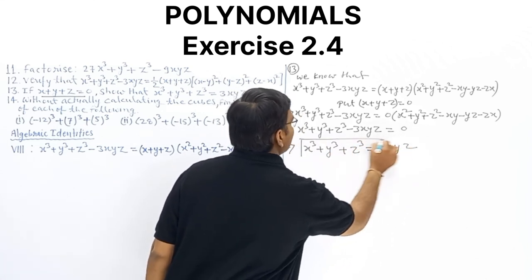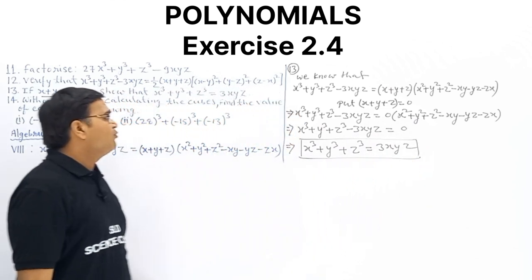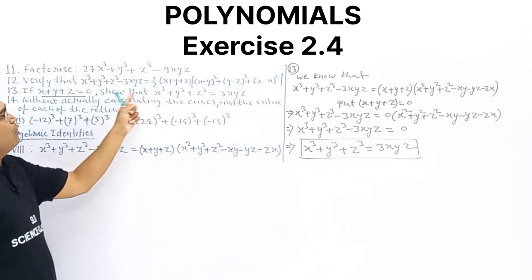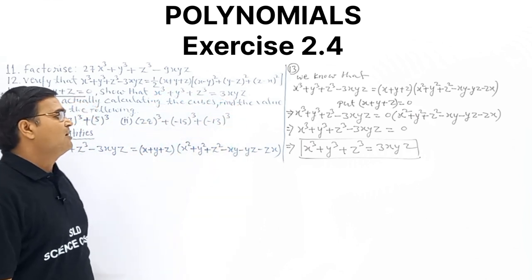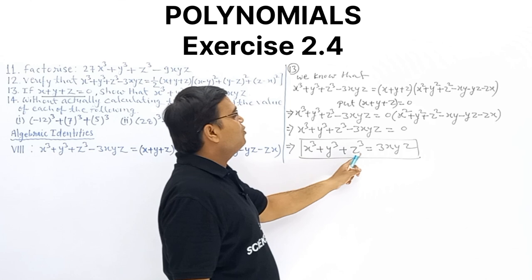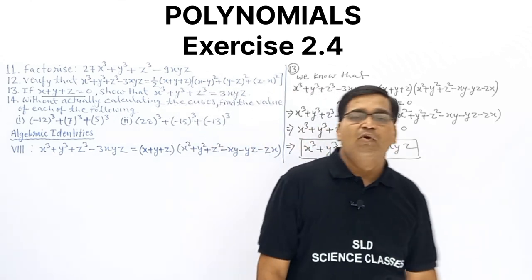3xyz. This is the result we want. So we proved this one. What do we want to show? We want to show that x cube plus y cube plus z cube will be 3xyz. Yes, x cube plus y cube plus z cube will be 3xyz. Why? Because of the algebraic identity.